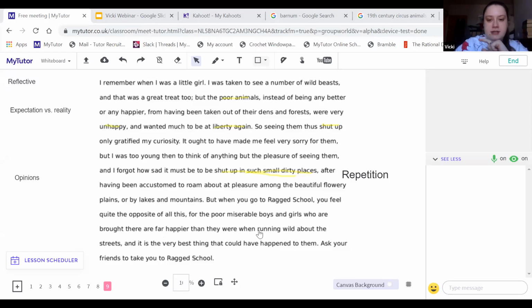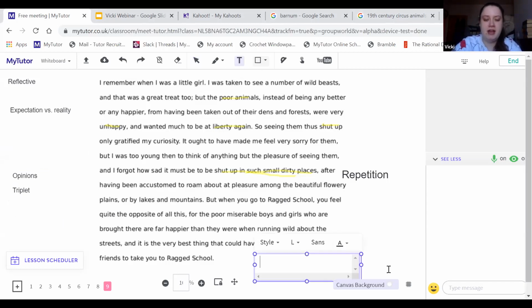So triplets. We've got here beautiful flowery plains, or by lakes and mountains. So we've got that one there. The other really nice thing is that she says you feel quite the opposite of all this. So she talks about her opinions there, and then we've got the repetition of poor, and then right at the end we've got some direct address. So ask your friends to take you to ragged school.